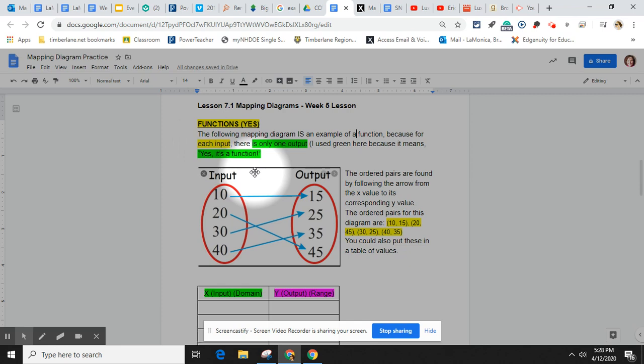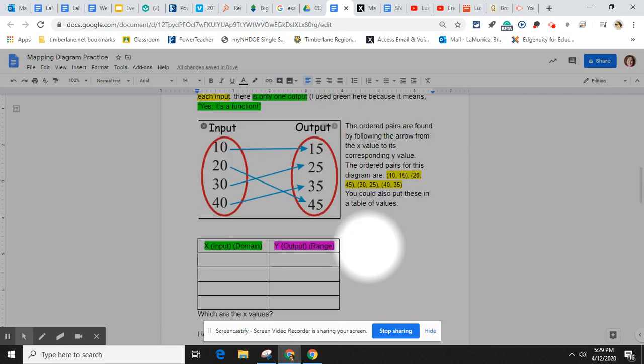This example is of when yes, it is a function. The following mapping diagram is an example of a function because for each input, 10, 20, 30, 40, there's only one output. So yes, it's a function. What I mean by that is each input has a different output. So 10 has 15, 20 has 45, 30 has 25, 40 has 35. If we put them as ordered pairs, we would go 10, 15; 20, 45; 30, 25; 40, 35. And what about if we wanted to put it in a table?